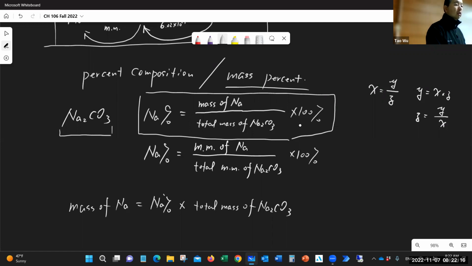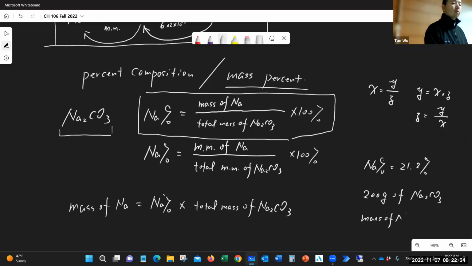Okay, so based on this, you figure out these equations. And this makes sense, right? If you know the total mass of the sodium carbonate and you multiply by the percentage of sodium, then you should be able to figure out the mass of sodium. For example, if you know the sodium percent is 21.2%, and you have 200 grams of the sodium carbonate, well, then what is the mass of the sodium?